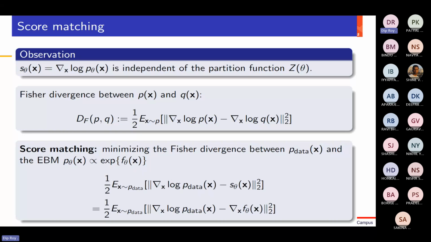That brings us to one key objective when you are using score matching, which is called the Fisher divergence. Fisher divergence has this particular form, which is essentially half of the expectation over x from p of the norm of the gradient of x log of p(x) minus the gradient of x log of q(x), squared. What it is trying to say is that this is basically nothing but the loss function.